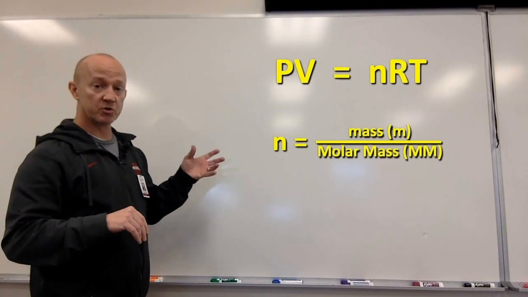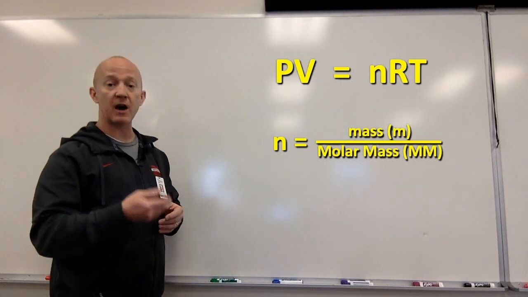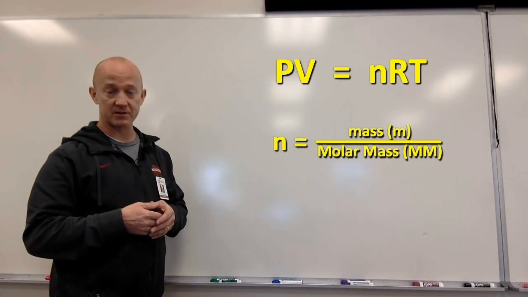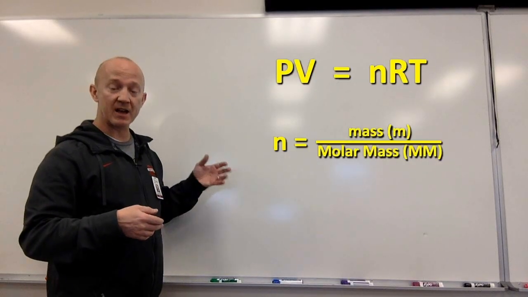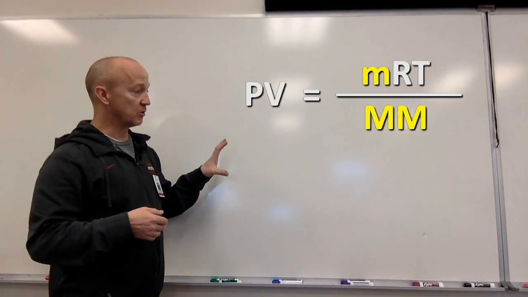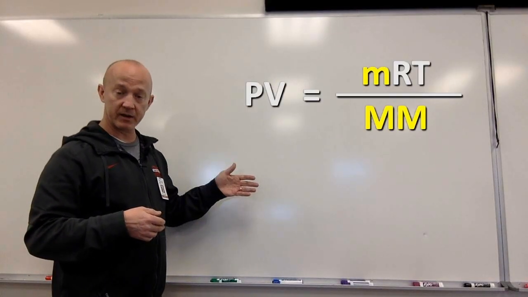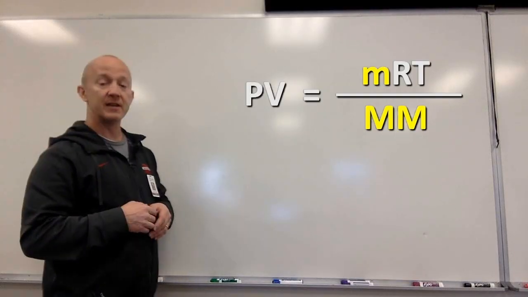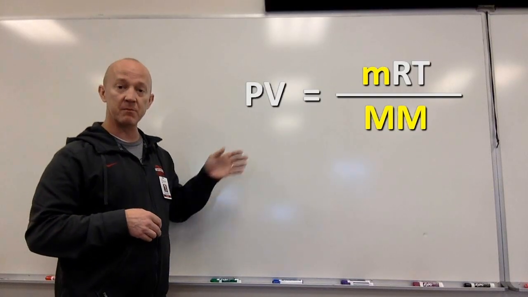The number of moles, or n, is found by taking the mass of the sample and dividing it by the molar mass. Remember that? Going from grams to moles, we divided the mass by the molar mass. We do the same thing here. So let's substitute mass over molar mass, or little m over big M, into our equation. Now we have PV equals mass times RT divided by molar mass.